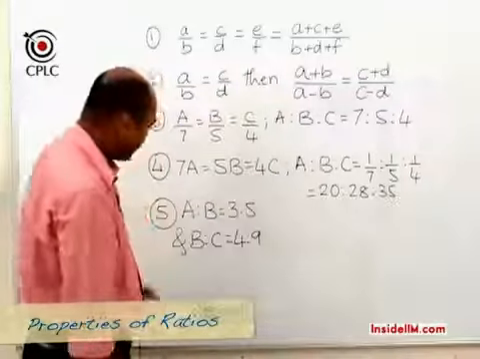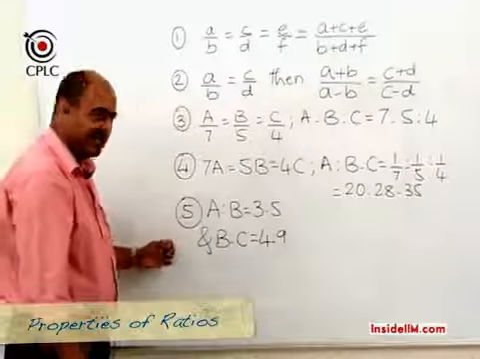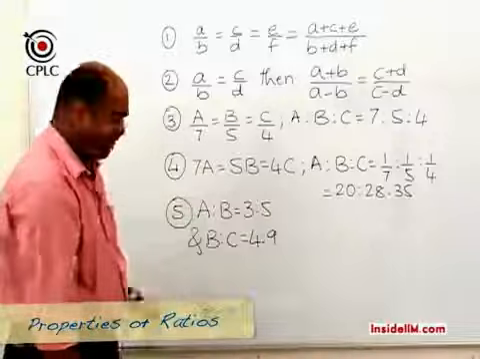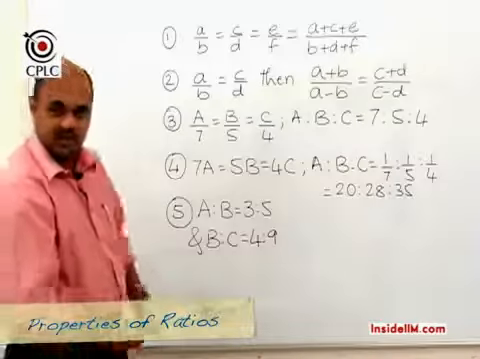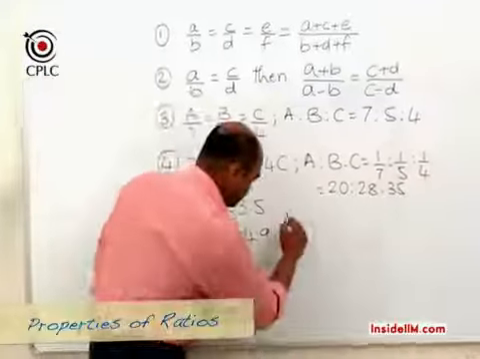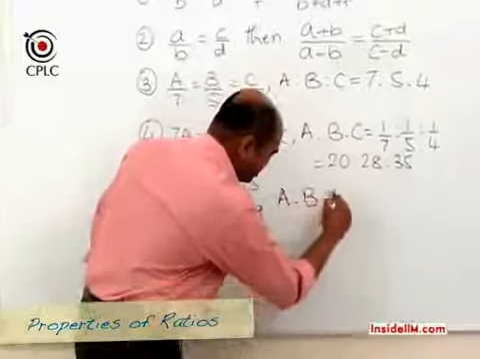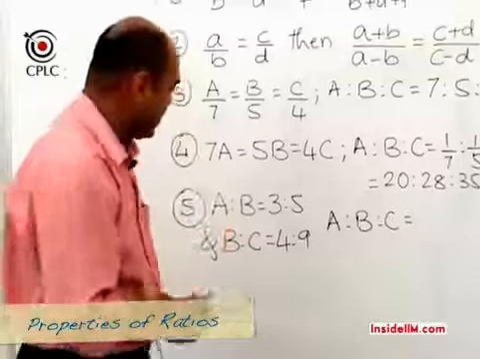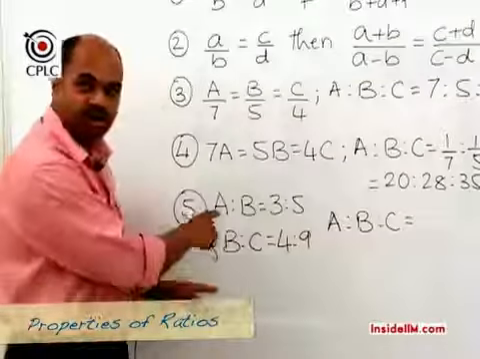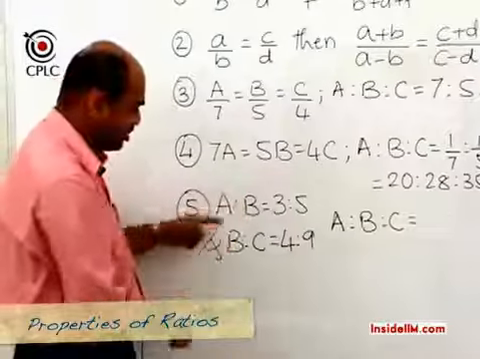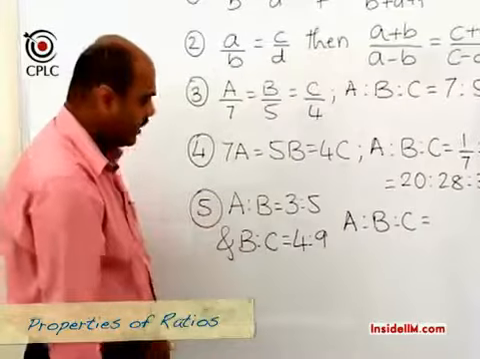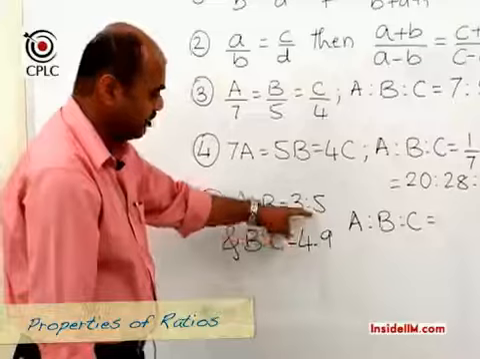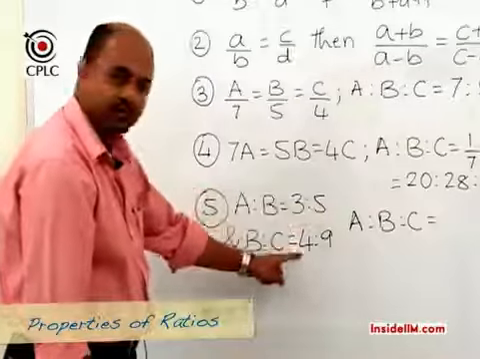Finally, let's look at this kind of an example where you have A is to B is 3 is to 5 and B is to C is 4 is to 9, and the question asked is how much is A is to B is to C. Now if you want to combine these two ratios, then we need to first check what is common in the two ratios, which here is B, and look at the value equivalent for B. So here the value equivalent is 5 and here it is 4.